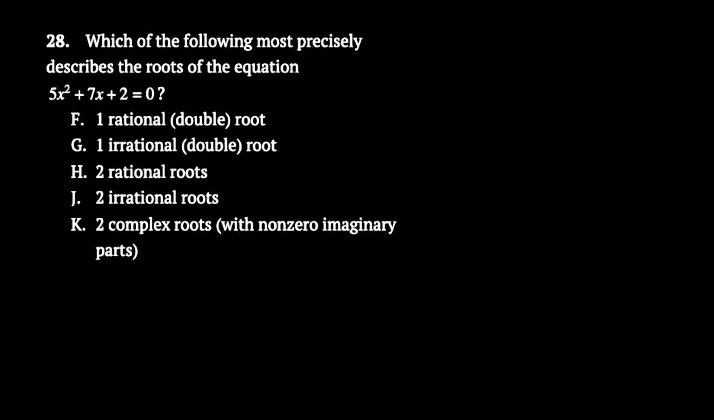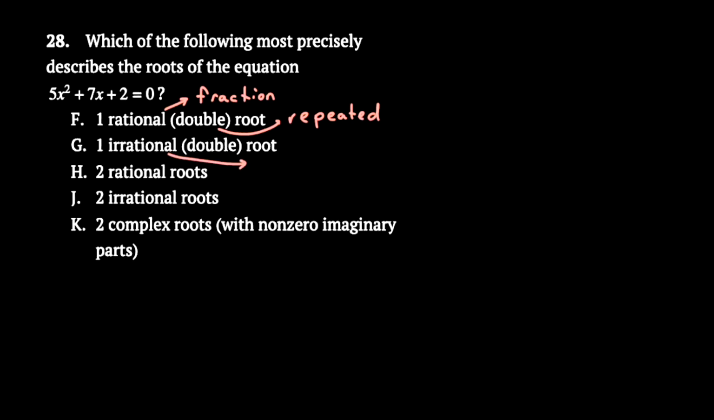Number 28 says, which of the following most precisely describes the roots of the equation 5x squared plus 7x plus 2 equals 0? And we're given all these choices here. So one, rational double root. Well, rational just means it could be written as a fraction. Double just means that it would be a repeated solution. So you'd have the same solution twice.